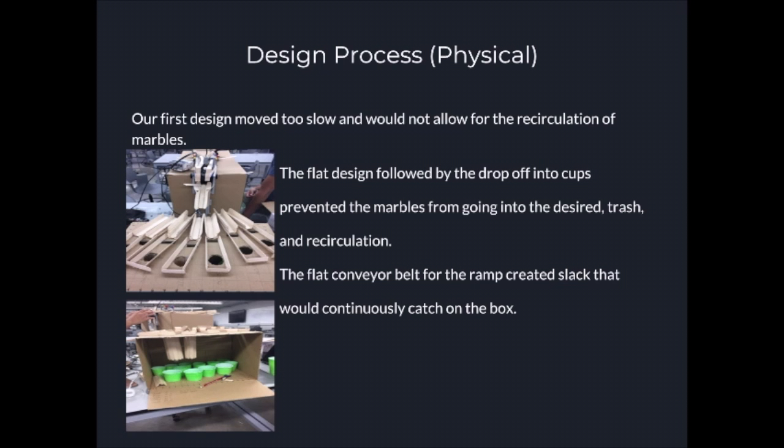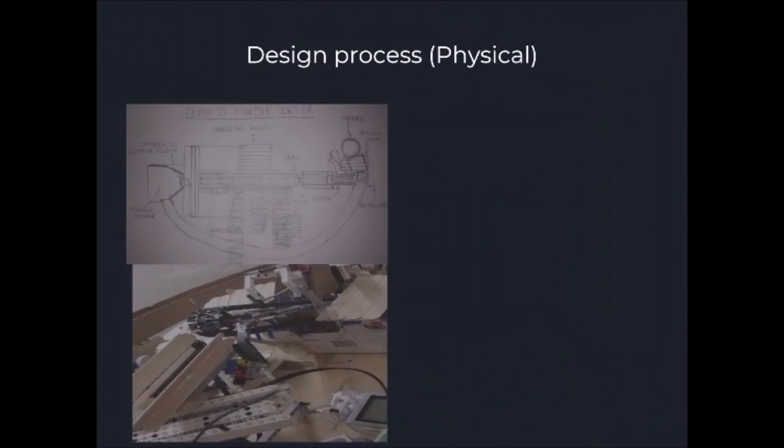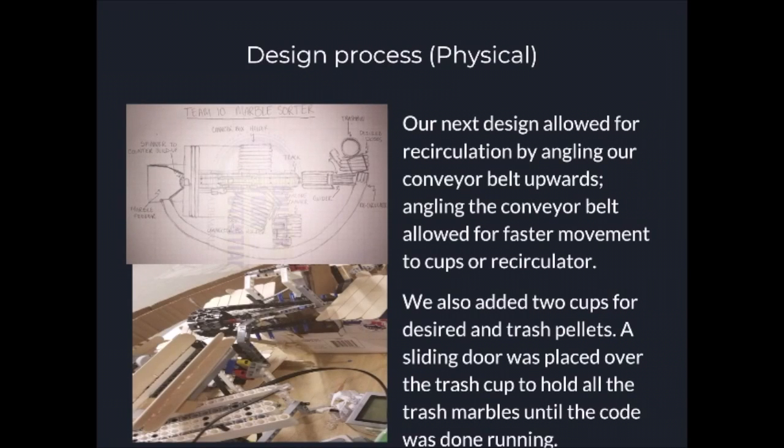So for our final design that we came up with, it allowed for the recirculation by angling up our design and allowing gravity to do our work, essentially. The conveyor belt brought up the marbles, and as they were going up, a sensor would read them to determine whether or not it was going to be kept or trashed. And if it was to be recirculated, it moved it off to the side, and we had a track that allowed the marble to follow the track and go back to be recirculated.